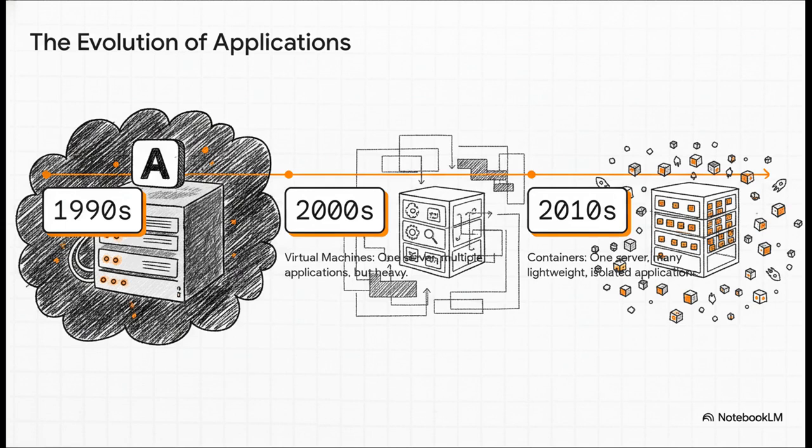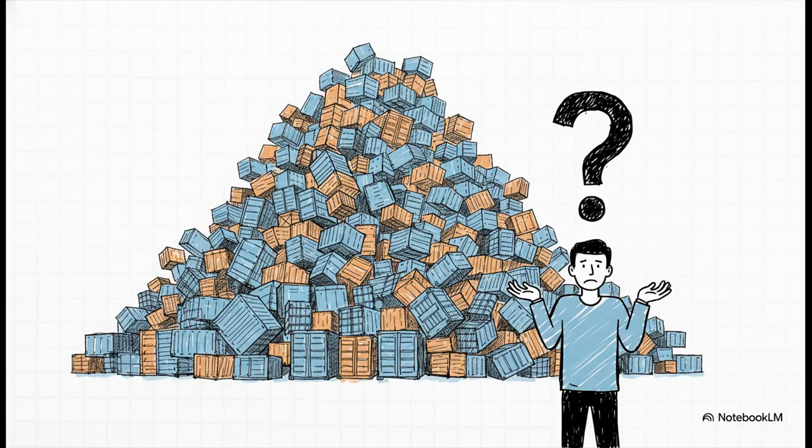So, to really get why Kubernetes is such a big deal, we have to take a quick trip back in time. See, we started with these huge, expensive physical servers, one server for every single app. Then virtual machines came along, and they let us run a few apps on one machine, which was better. But the real game changer was containers, these tiny, lightweight, self-contained packages of code that are just incredibly efficient.